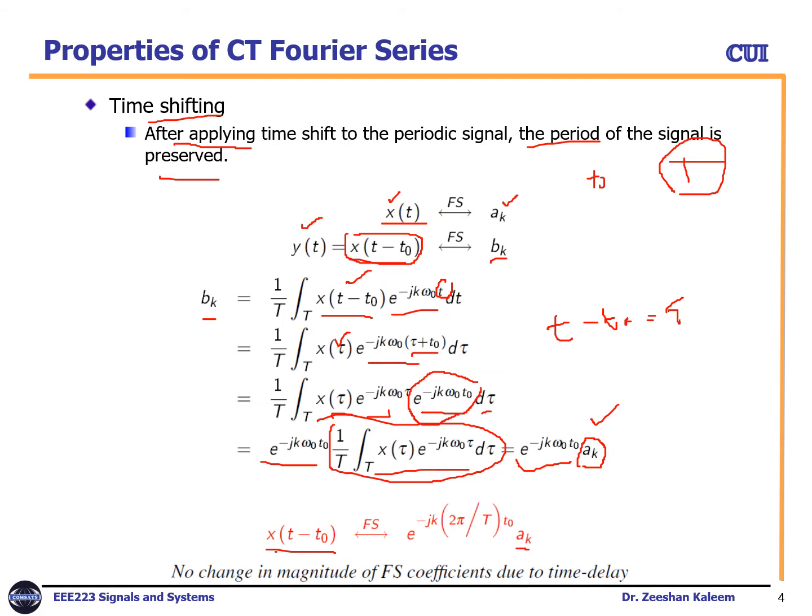However, we have a phase shift in the original signal. So no change in the magnitude of the Fourier series coefficient due to time delay. So for the Fourier series, when there is a time delay, there will be no change in the Fourier series coefficient. However, we will have a phase shift here because of a time delay.